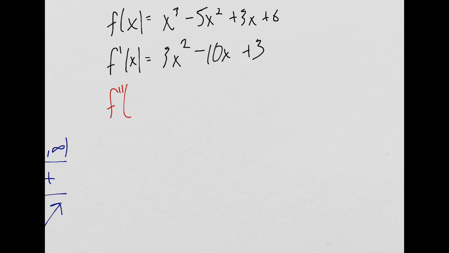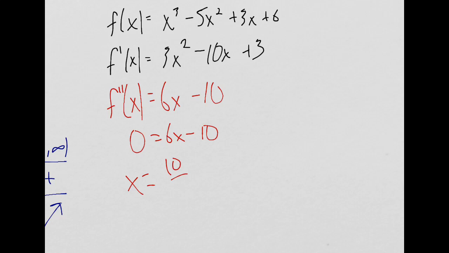So f double prime of x is equal to, well, I get 6x from the power rule, minus 10. I want that to be equal to 0, so 0 equals 6x minus 10, which gives me x equals 10 over 6, which simplifies to 5 over 3. I'm actually not going to do the chart.